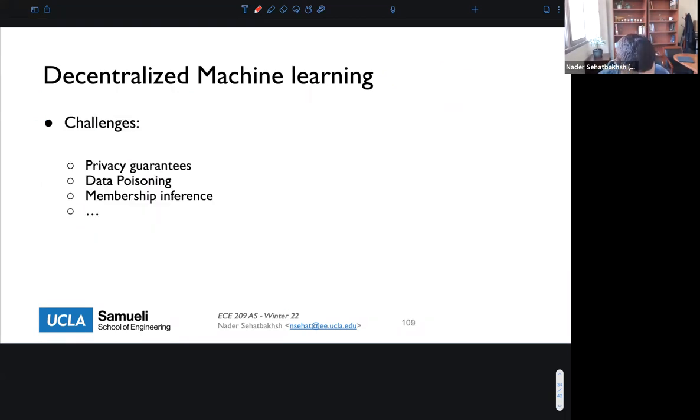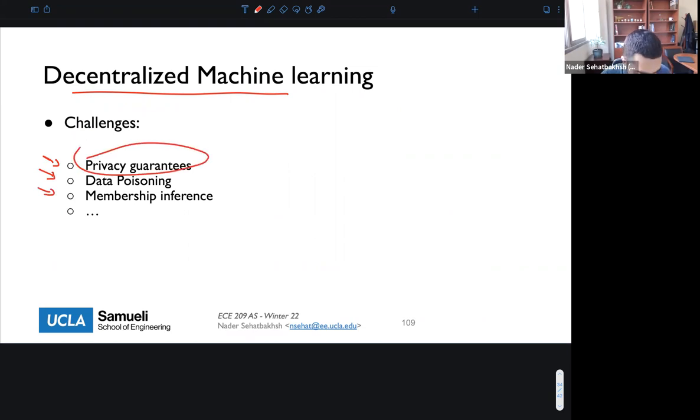So that's the main idea of decentralized methods, specifically for federated learning. There are others such as instance learning and split learning, which we don't have time to talk about. But if you're interested, definitely go and check it out. So there are multiple challenges in decentralized learning.